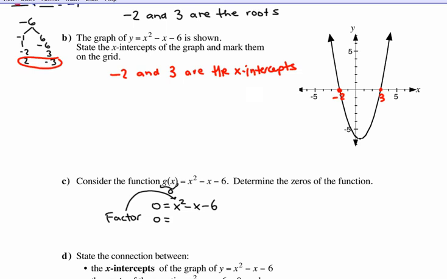Okay, so factor. Whenever you have a quadratic, we need to factor. If it was linear, we could just solve for x, but it's not that easy with a quadratic. We already factored this before. What was it? (x plus 2)(x minus 3). So that was x equals negative 2 and positive 3.